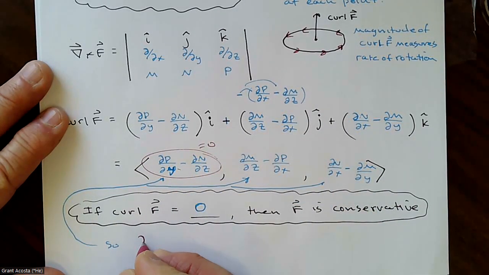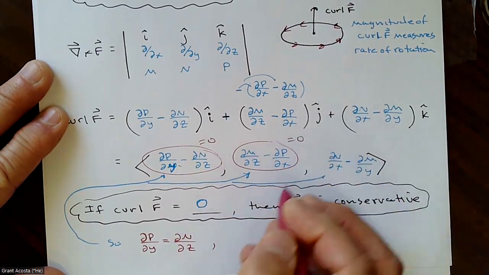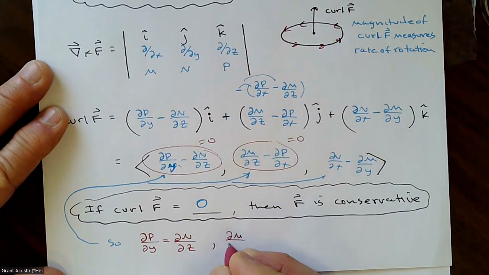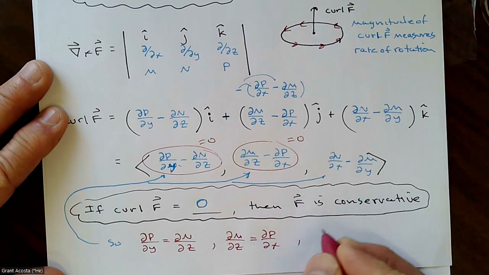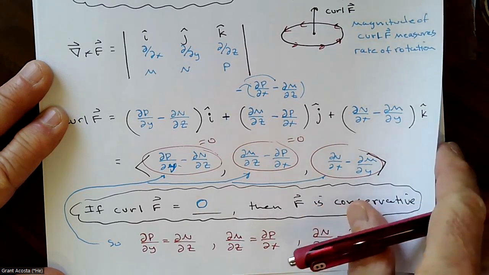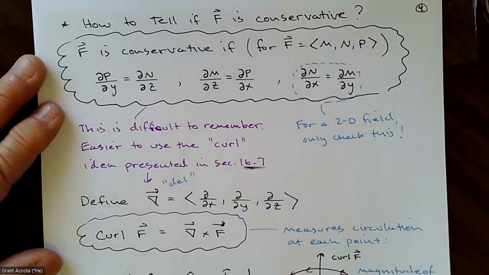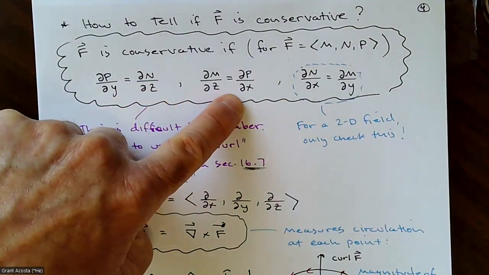It means the partial of p with respect to y should be equal to the partial of n with respect to z. If this is equal to 0, it means the partial of m with respect to z should equal the partial of p with respect to x. And then this one, partial of n with respect to x should equal the partial of m with respect to y, which are the same. Those are the requirements that you're given in the book at the top here. That's how you tell if it's conservative, but that's where it's coming from.